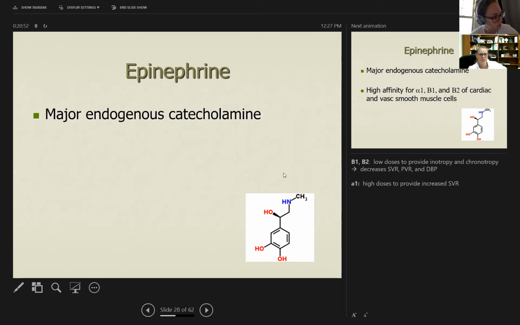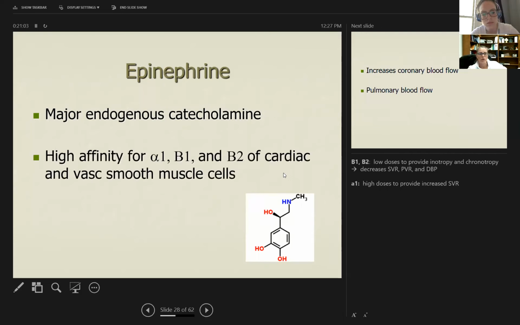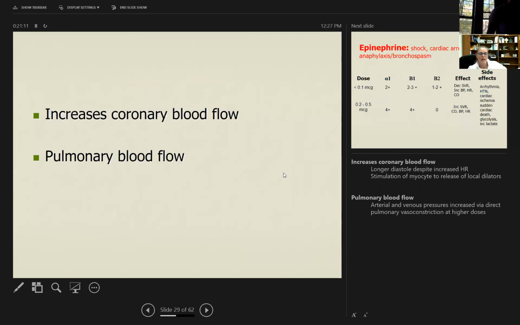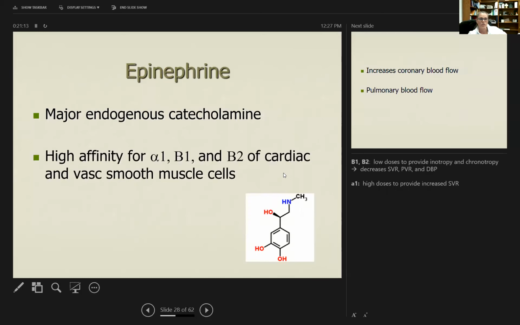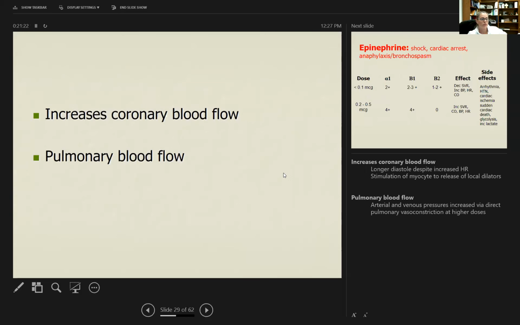It's our major endogenous catechol, and it's our end catechol when we look at that synthetic pathway. It's going to work on alpha 1, beta 1, and beta 2 receptors in both the heart and the vascular smooth muscle. And again, you're going to see changes in which receptor is the major player depending on the dose. So again, dose-determined effects. You see increases in coronary blood flow due to local vasodilatory effects on the coronaries that epinephrine will have.